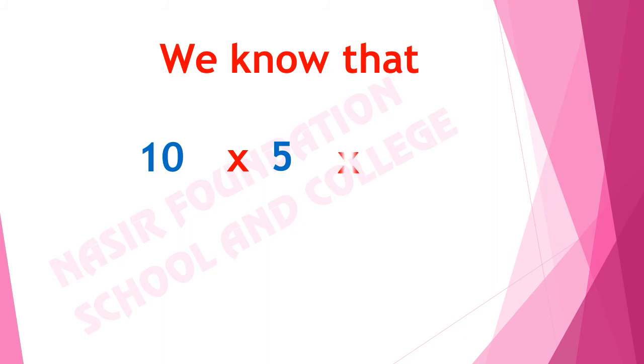Now we will multiply 10, 5 and 2. As there are two same operations in this sentence, we will start from the left. First of all, we will multiply 10 and 5. 10 into 5 we get 50.